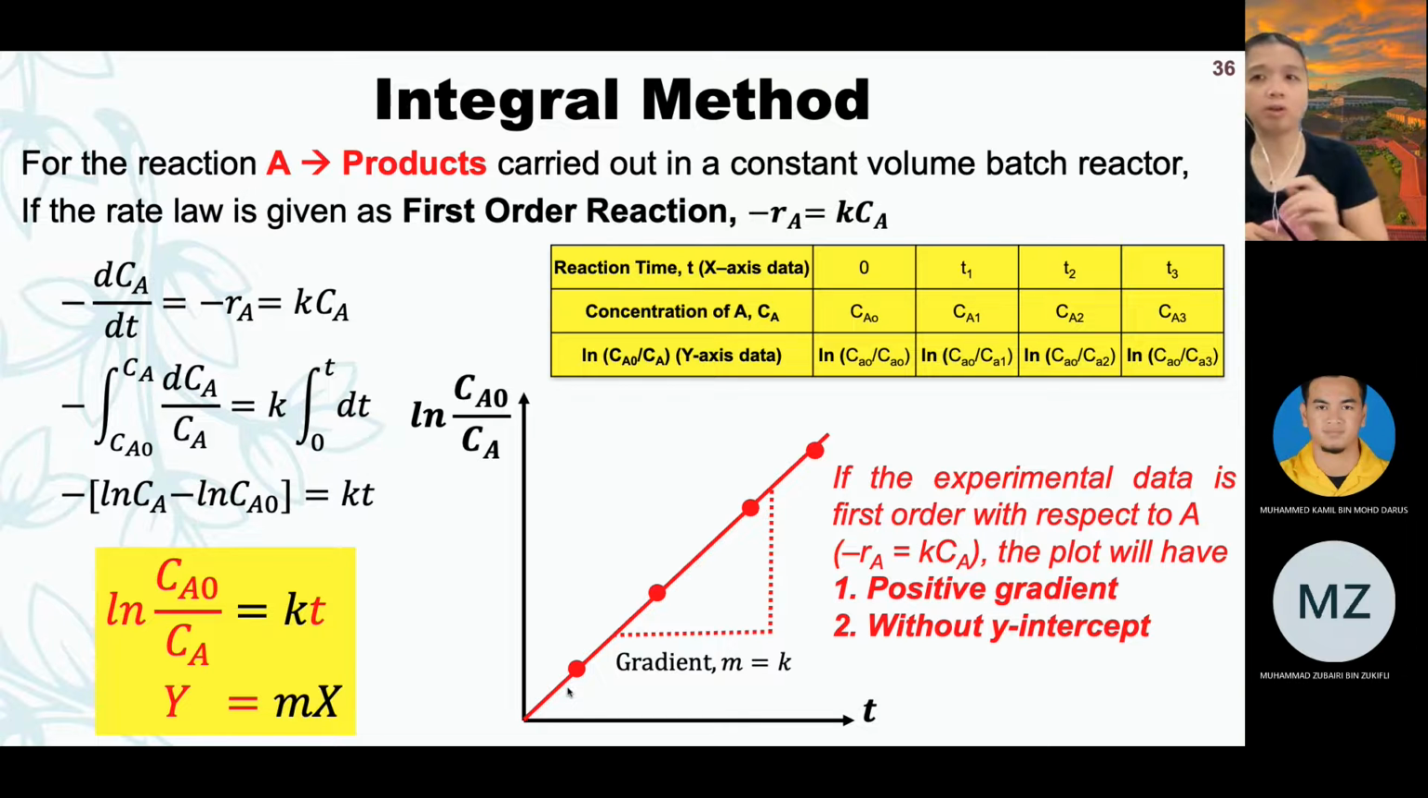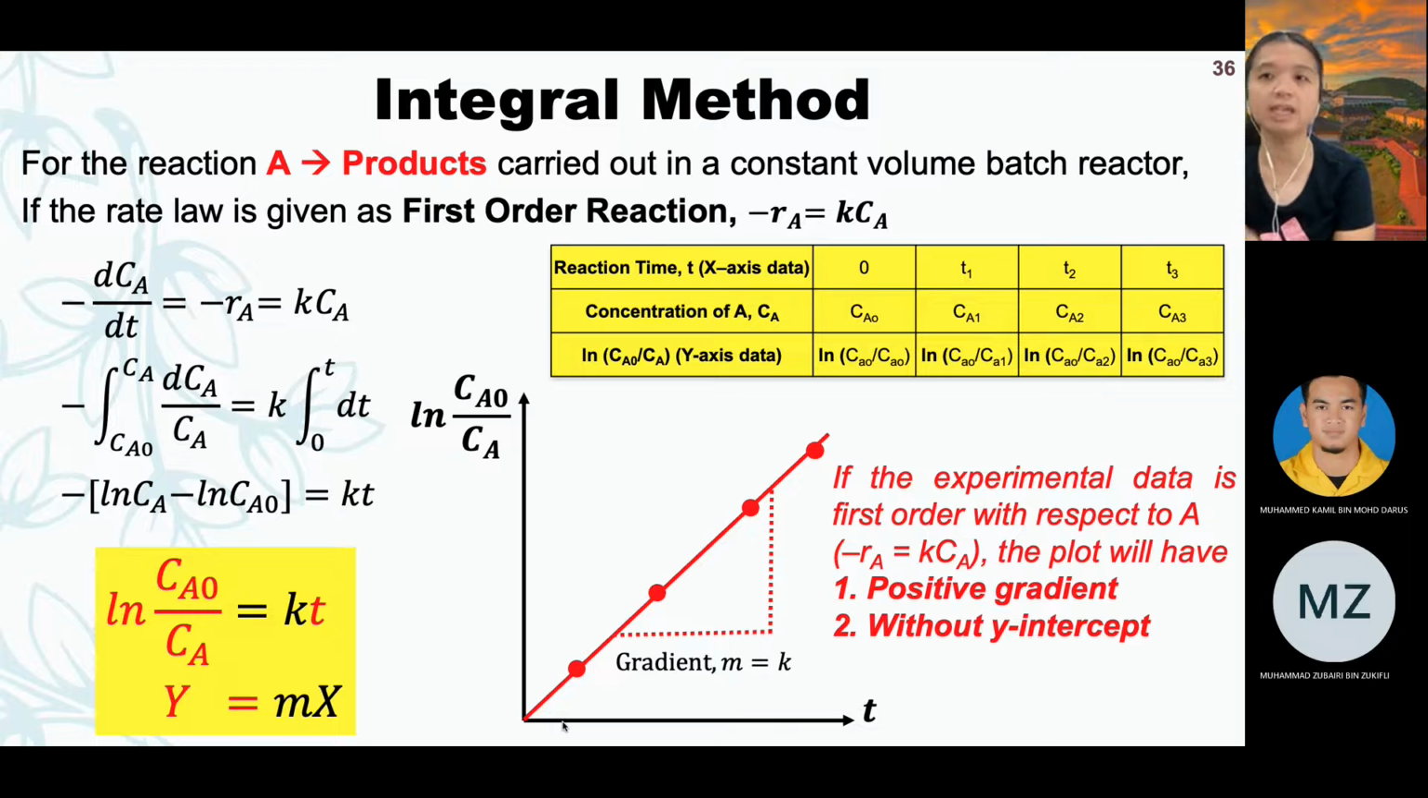So, if you plot the graph correctly, your plot fulfill these two requirements, then you can safely say your reaction is first order. Maksudnya minus RA betul lah sama dengan KCA. Dan bila kamu dah verify tu adalah betul, then kamu cari nilai K. So nilai K dia from the equation, K sama dengan gradient. So dah plot graph, dah confirm first order, find the gradient. The gradient is your K value.